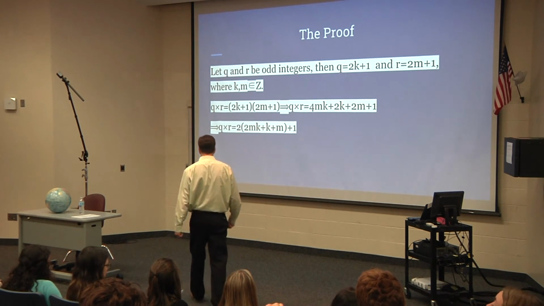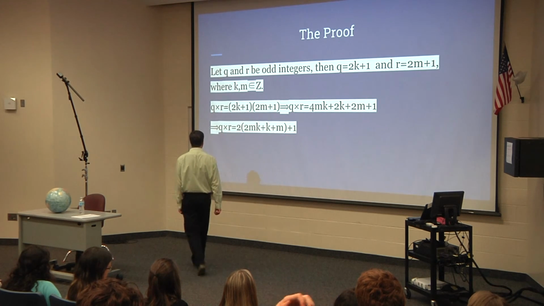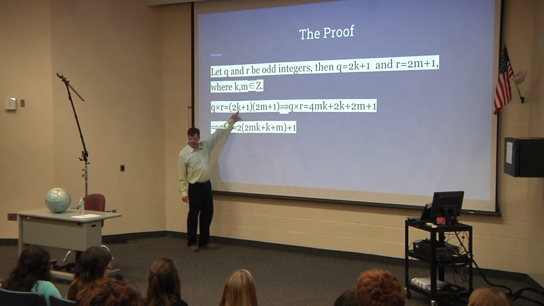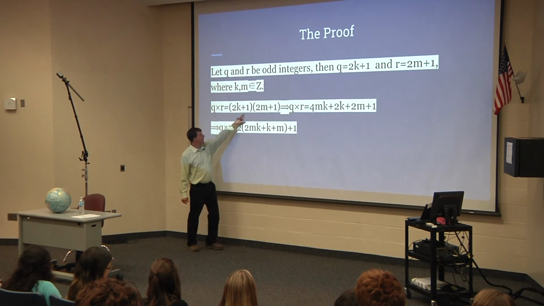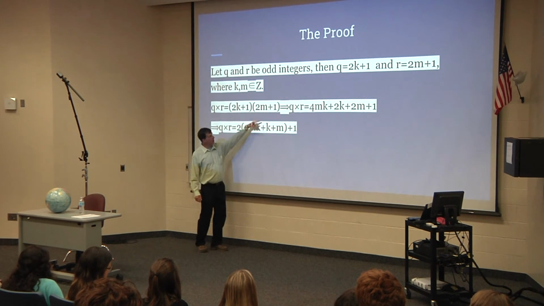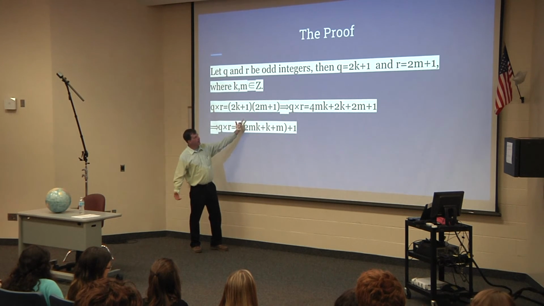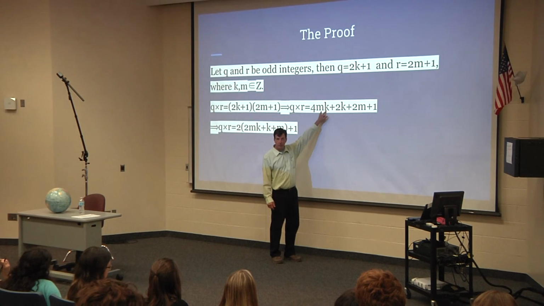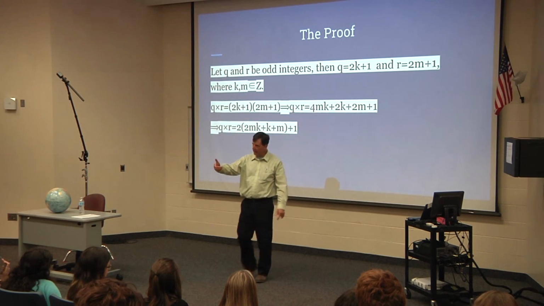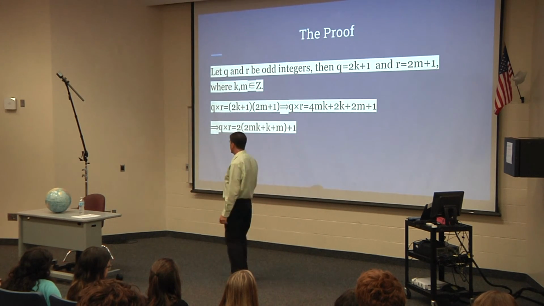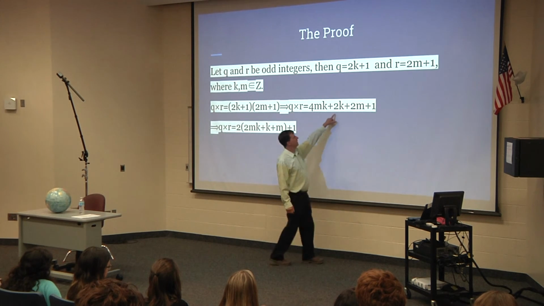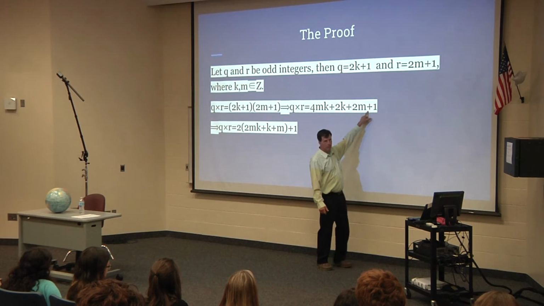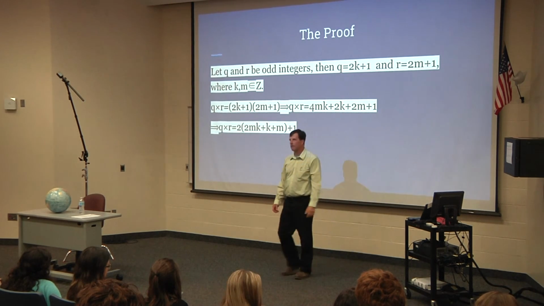So what we do, I don't have my pointer. All right. Multiply. Remember, this is just an integer. This is just an integer. You multiply it out. You get 4mk. mk, two integers multiplied together are what? It's still just an integer. 2 times an integer, it's still an integer. 2m plus 1, they're all integers.